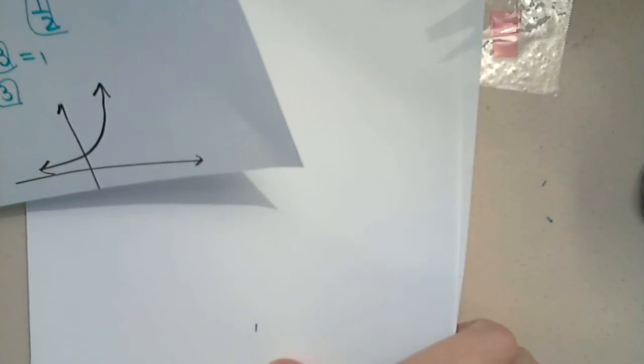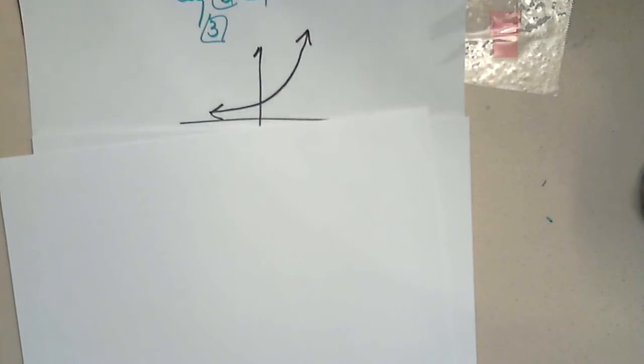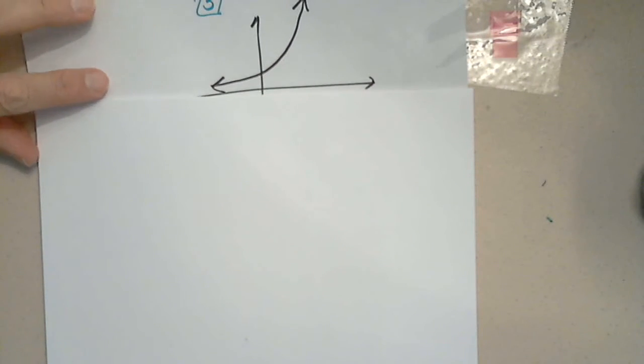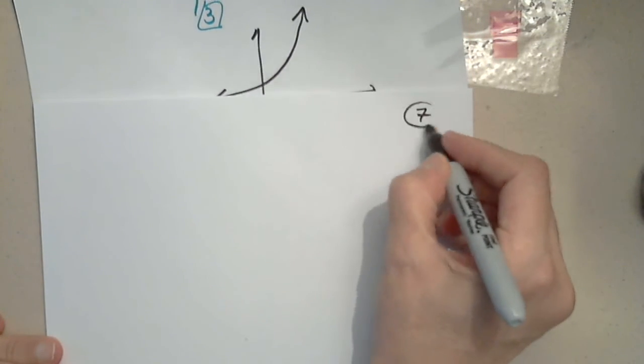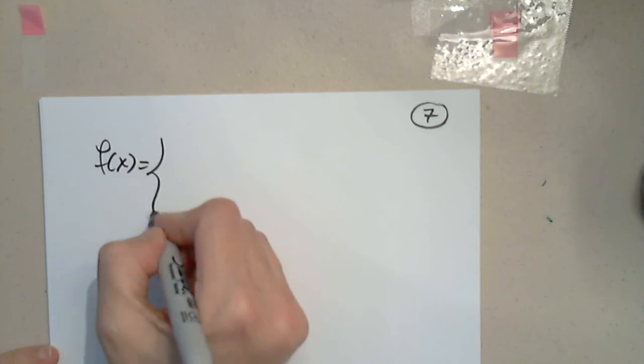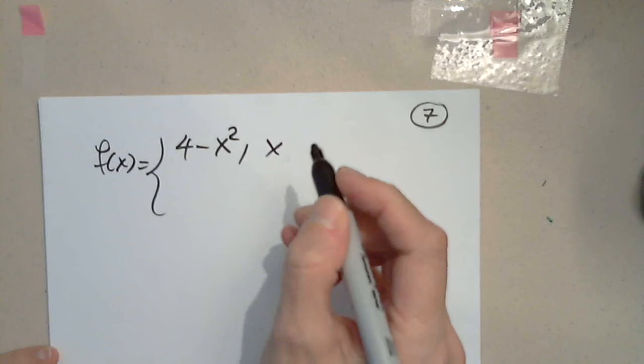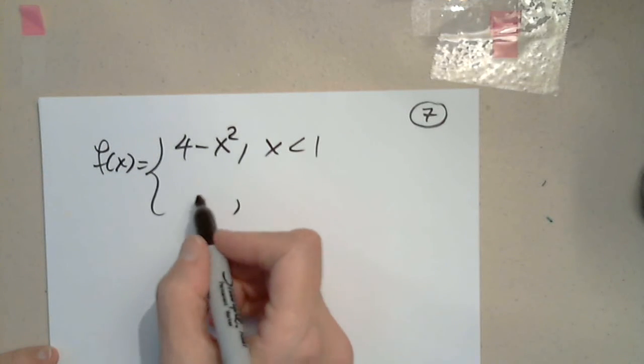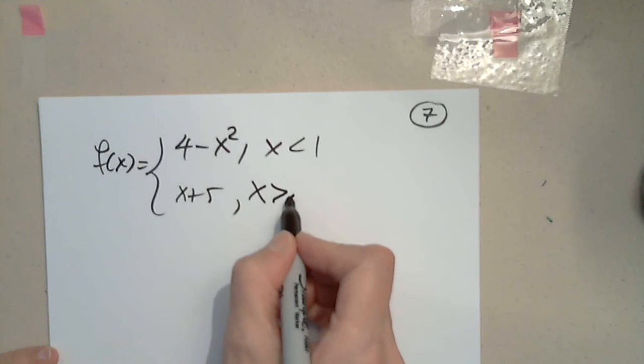Next question. Would we be able to do a piecewise function? Of course. It's f of x equals 4 minus x squared if x is less than 1, and x plus 5 if x is greater than or equal to 1.